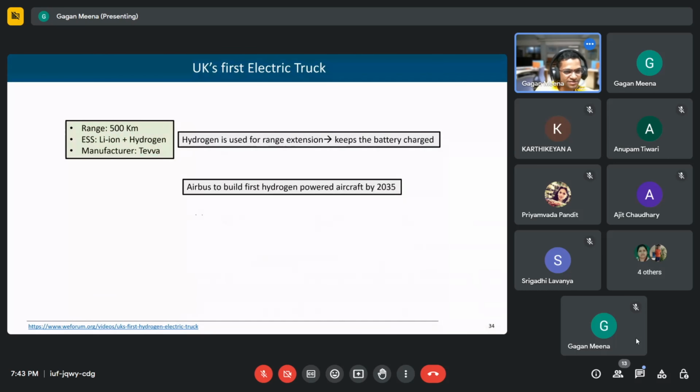And now Airbus is also planning to build the first hydrogen powered aircraft. Even one company has already started. It is a smaller aircraft, I think 40 passengers can sit in that aircraft. They have run it using hydrogen. In the next 10 years we will see cars, trains, trucks, planes, all of these working on hydrogen. And for that we need an entire hydrogen infrastructure.